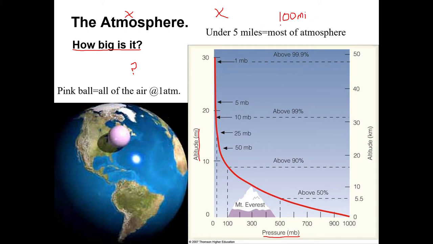Well, that's not where most of the atmosphere is. That's just kind of the upper limit of the atmosphere. Most of the atmosphere ends at about right here, less than 5 miles up. This is 5.5 kilometers up. So we've got kilometers on this side, miles on this side.